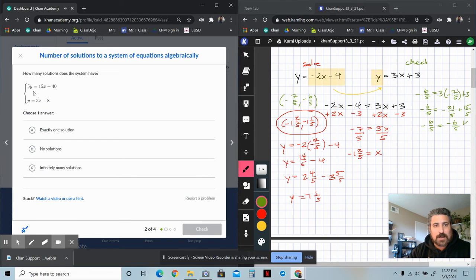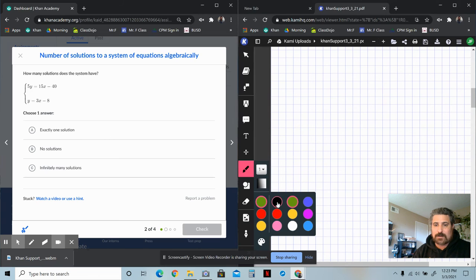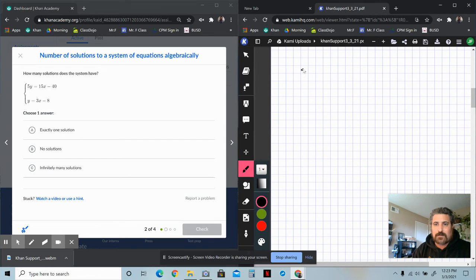For the next one, you don't have the top one in y equals mx plus b. You do have it for the bottom one, right? So let's just get the top one into y equals mx plus b. That's the only algebra we have to do. So 5y is equal to 15x minus 40. Rewrite this in slope-intercept form. You're going to solve for y, divide everything by 5, and you're going to get y is equal to 3x minus 8.